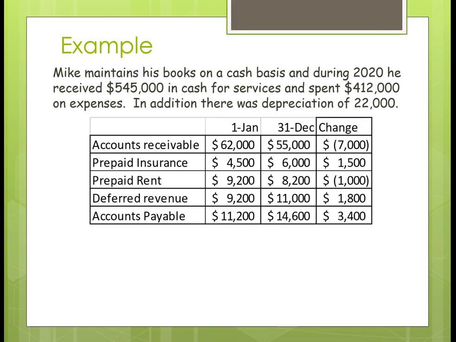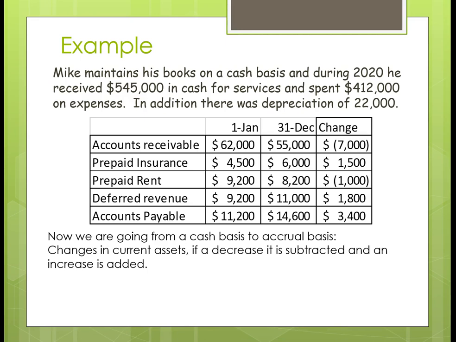And when we go through that, we see that our accounts receivable went down, our prepaid insurance went up, our prepaid rent went down, our deferred revenue went up, and accounts payable went up. So now, remember, you have it on a cash basis. We have to go to accrual accounting. And so what we have to do is go backwards with the rules we normally apply when we go from accrual to figure out cash from operating activities on the cash flow statement.